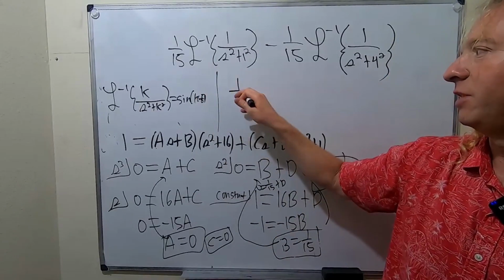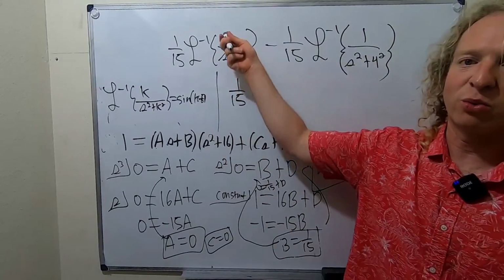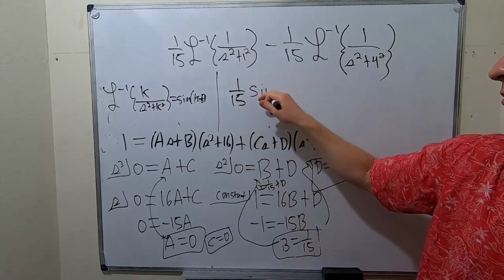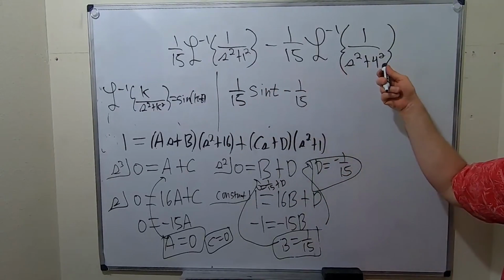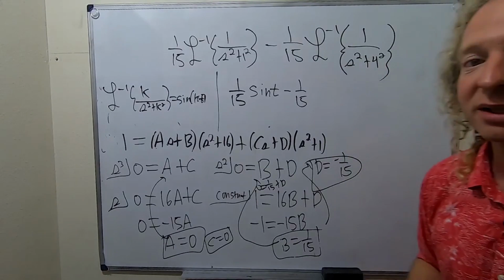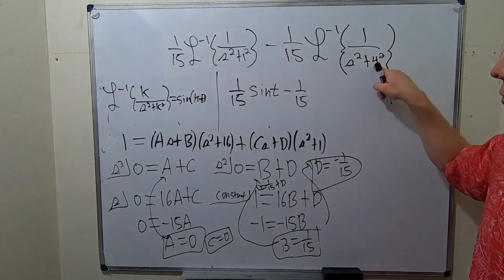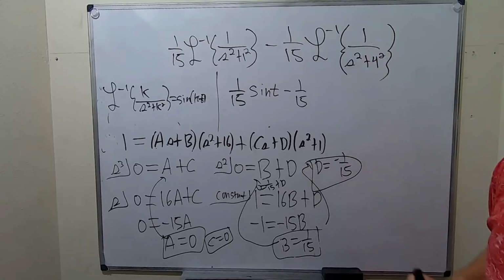So this is going to be 1/15. Looks like k here is 1, so it'll be sine t. Beautiful stuff. Minus 1/15. It looks like k here, oh, look at this. There is a 4 here, that's your k, but there's not a 4 here.